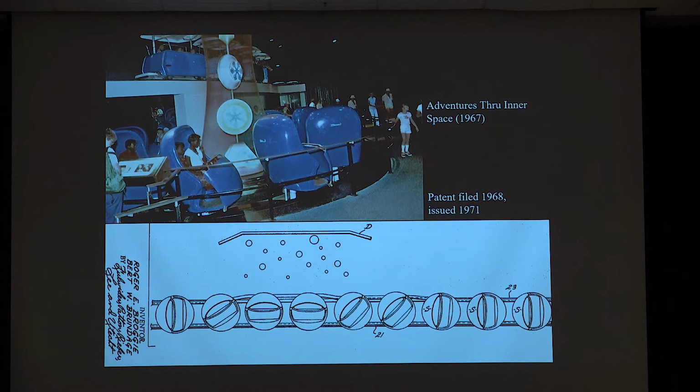Here I'm showing you its first iteration with Adventures Through Inner Space from 1967, where you have essentially a roller coaster track under the ground, very much learning the lessons of what they did for the Matterhorn, and essentially conveying all the ride vehicles at once. So you have a constant moving of people with two other tracks on the sides that actually move the way in which the cars look.